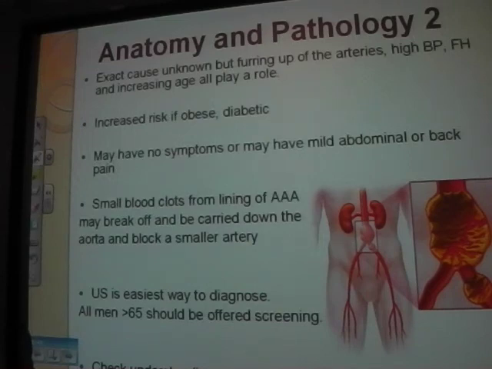You can get small blood clots that break away from the AAA and then go down to your legs. Ultrasound is the easiest way to diagnose it, and men over 65 should be sent for screening. I don't think that actually happens. And you need to check the understanding of the patient and ask them if they have any questions.